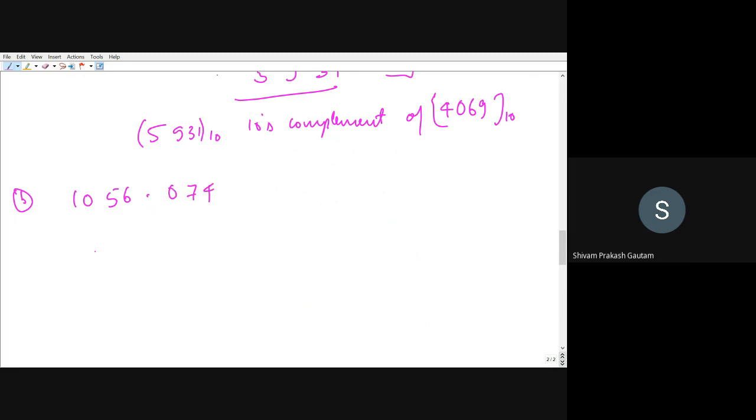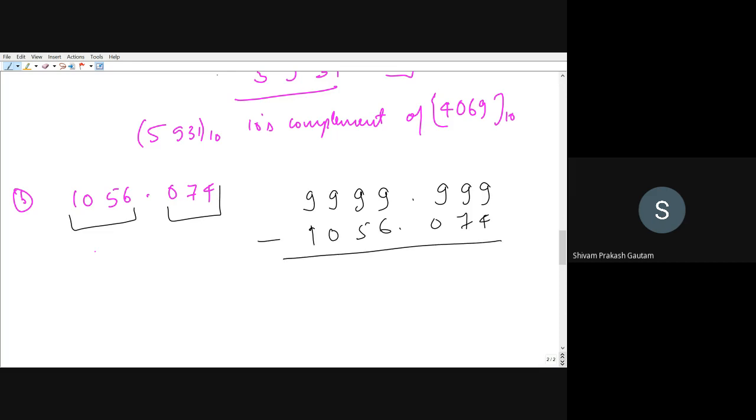Right. We will take one more example for tens complement: 1056.074. You have to take out its tens complement. So again, for doing that, we need to find its nines complement. So just see, the maximum number of digits before the decimal is 4, so the maximum number that can be formed is 9999. After the decimal there are 3 digits, so 9999.999. You have to subtract 1056.074 from it. So 9 minus 1 is 8, and so on. This gives 8943.925.